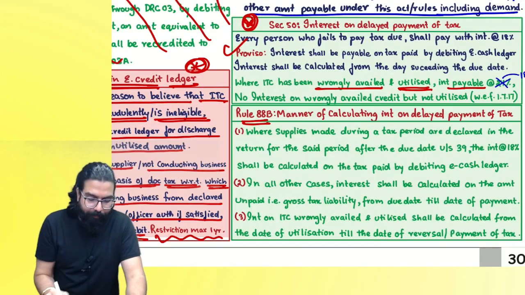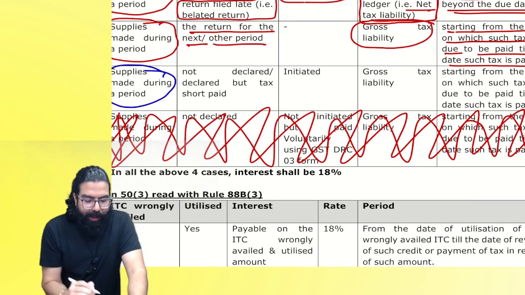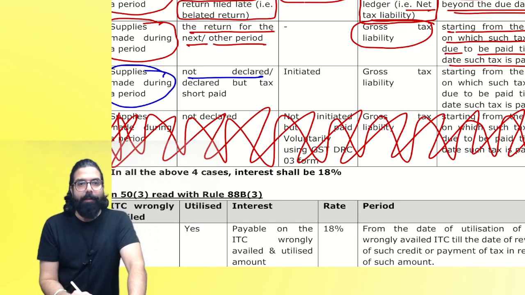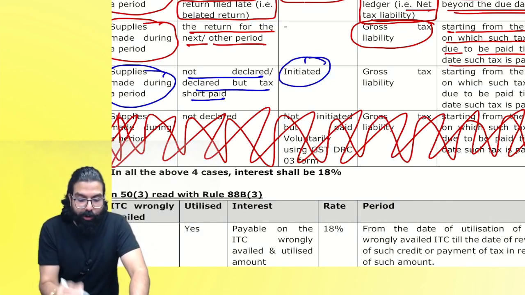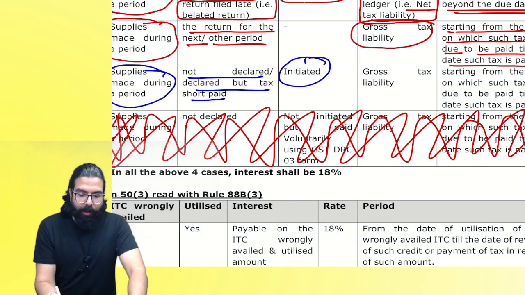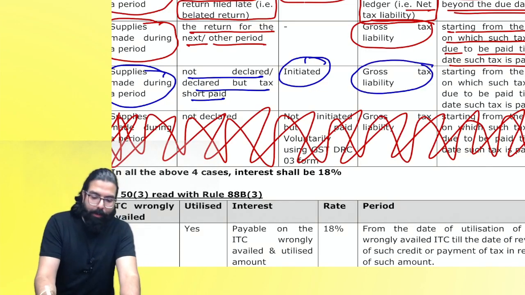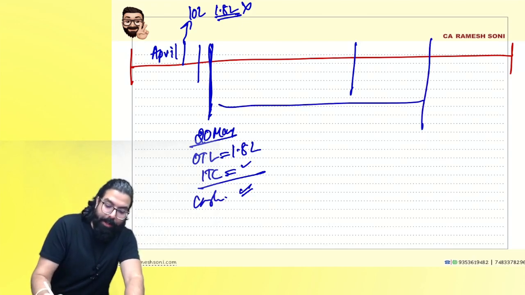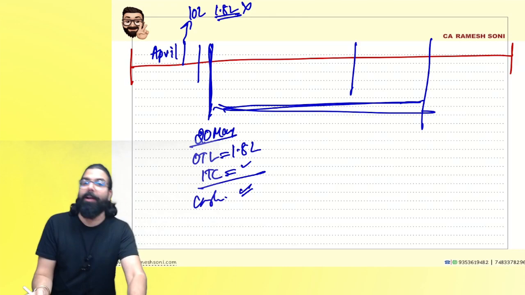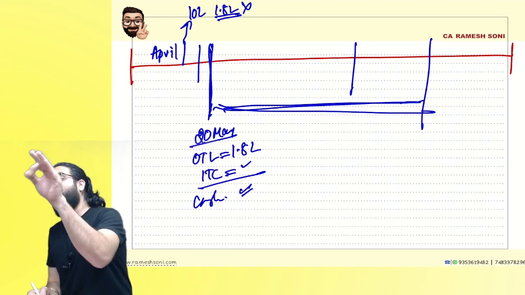This point was, see here, supplies during April, you did not declare at all, or might be you paid some tax less. The officer caught you and initiated the proceeding. You have to pay GST on gross. When was this amount due? 20th May. The officer caught you here and you paid here. Then, Baba, till here you have to pay interest at the rate of 18% on gross or net.